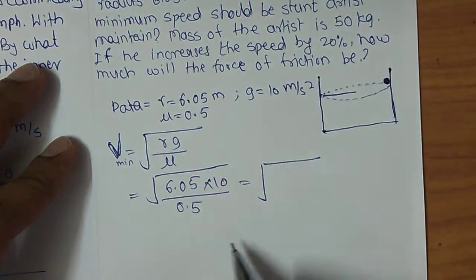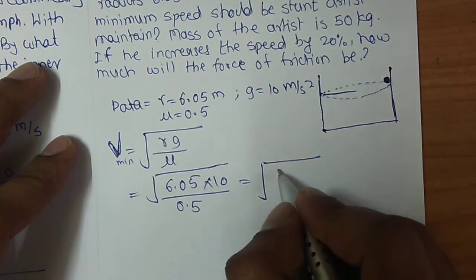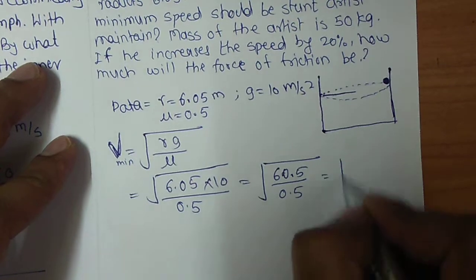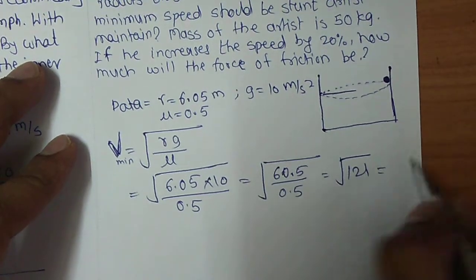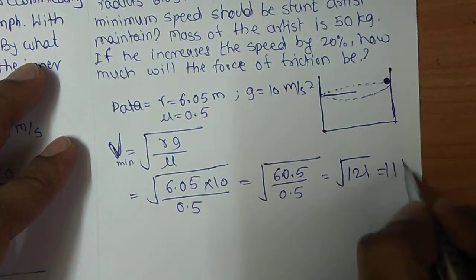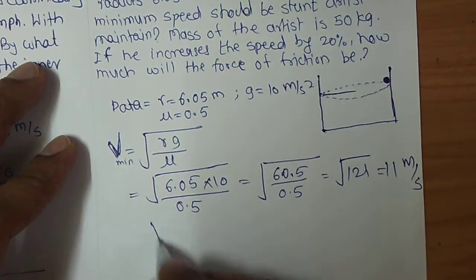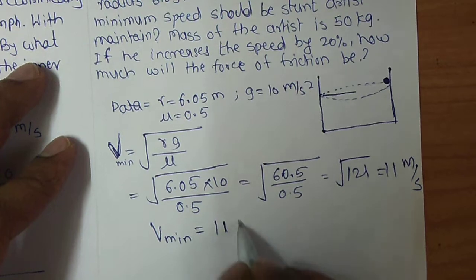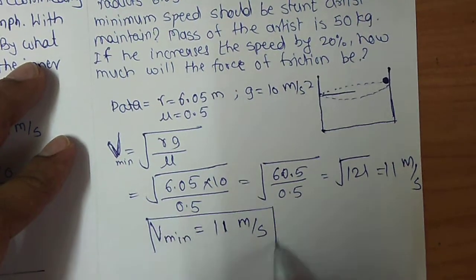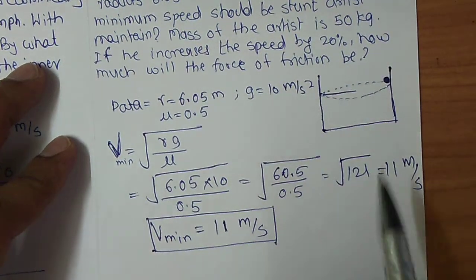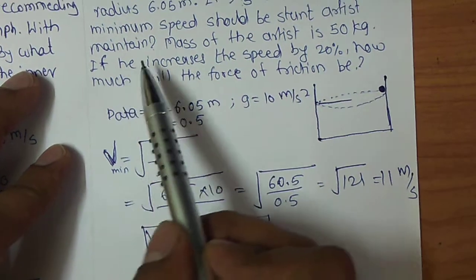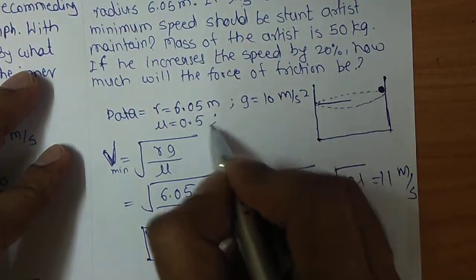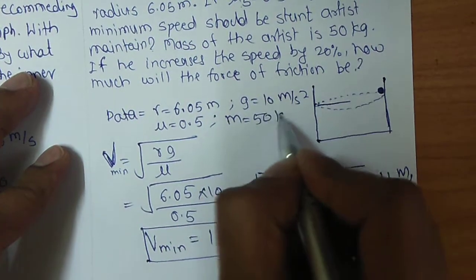So what will be the answer? This will be 60.5 divided by 0.5, which equals under root 121, which equals 11 meter per second. So this is the minimum speed that should be maintained by the stuntman. Okay, this is the first answer. Now what is the second question? In the second question they are telling you the mass of the artist is 50 kg. Okay, so mass is known to you, mass is 50 kg.